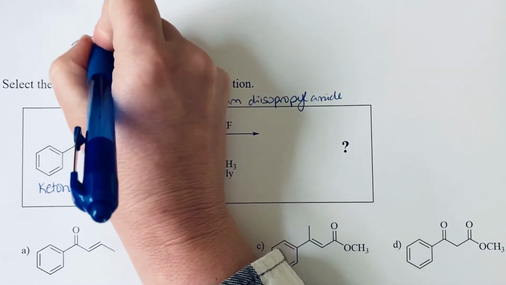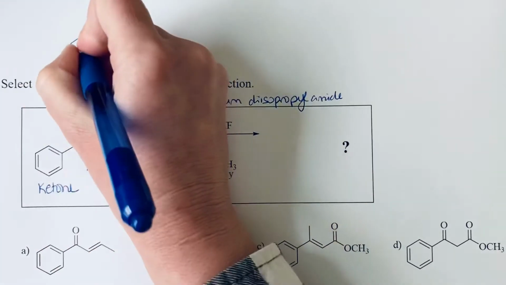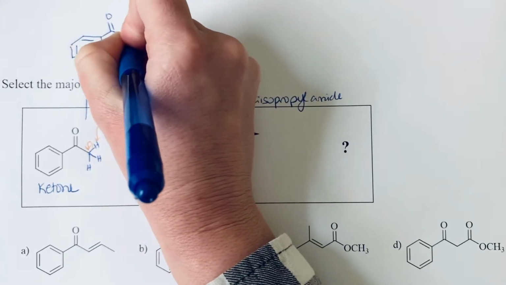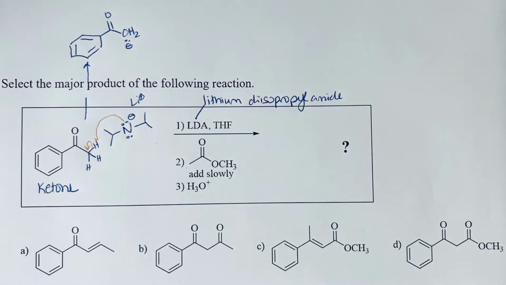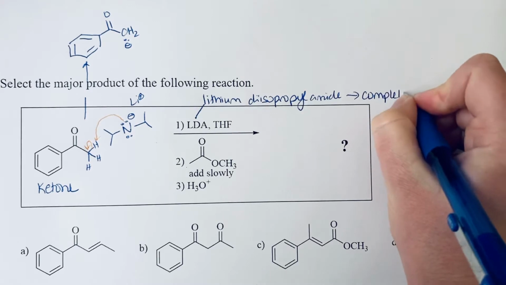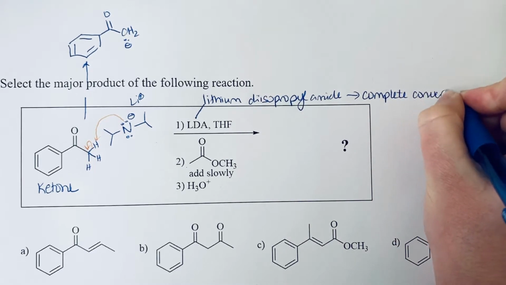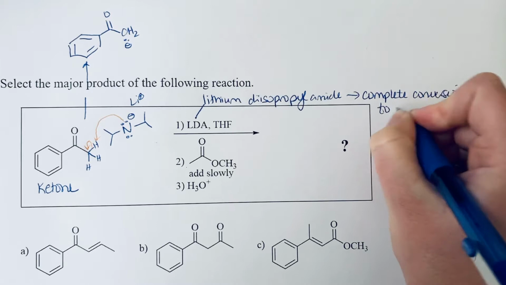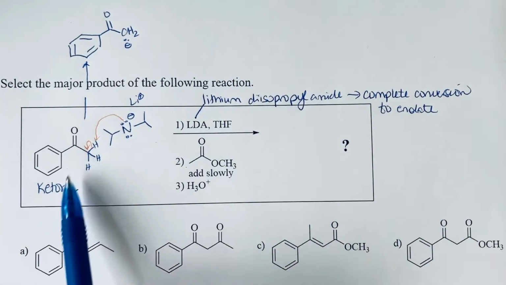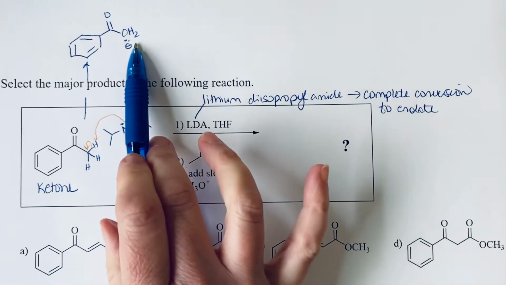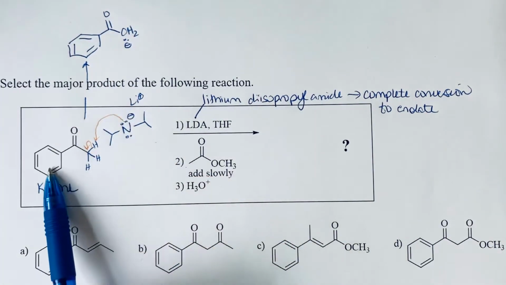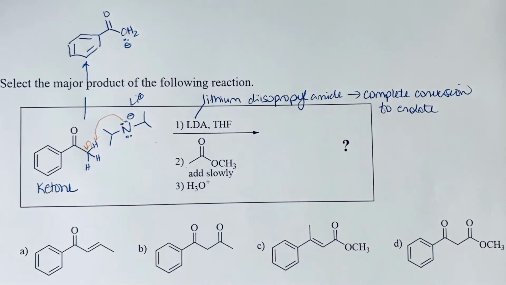So what this step does, because this LDA is a really strong base, it's going to completely convert this ketone into the enolate. So complete conversion to the enolate. And that's important because if we had some of the ketone around, the enolate could react with the ketone in an aldol reaction. So clearly we don't want this reacting with itself. We want it to react with this second carbonyl component that we're adding in.